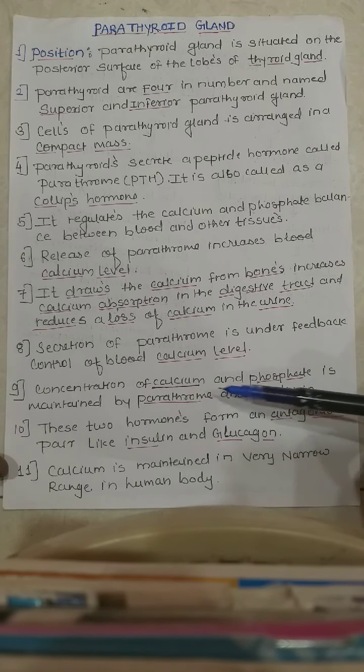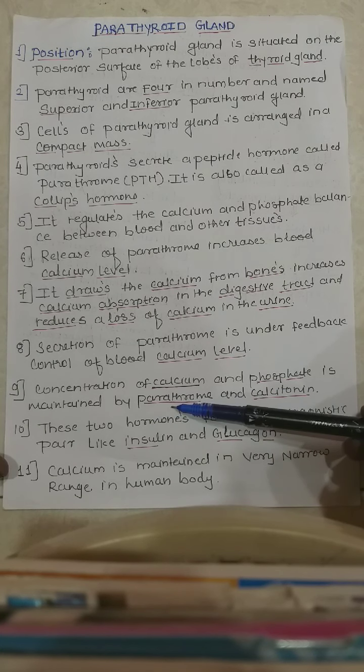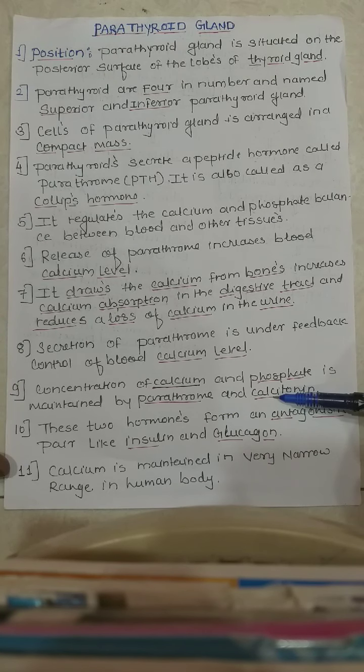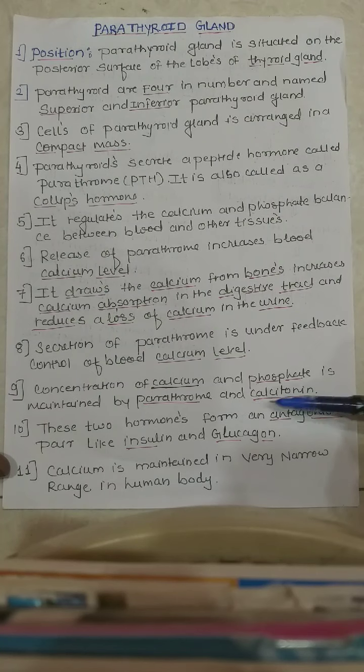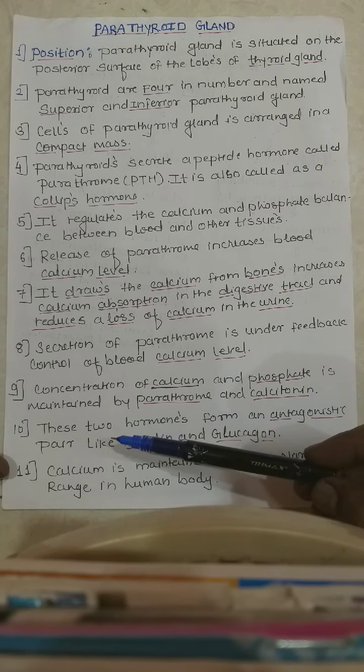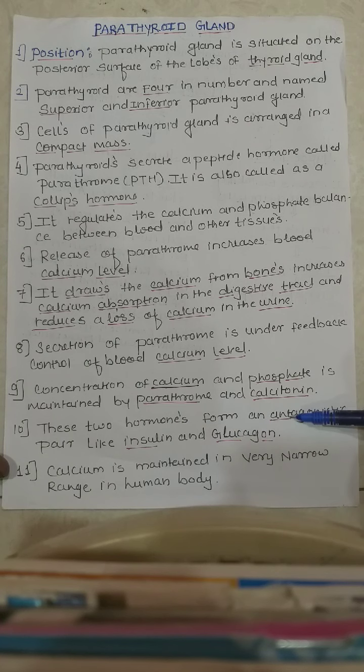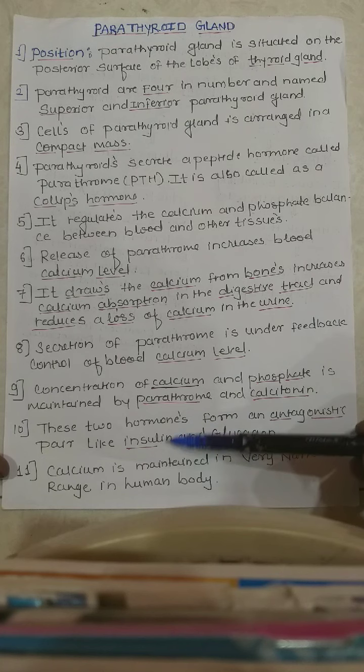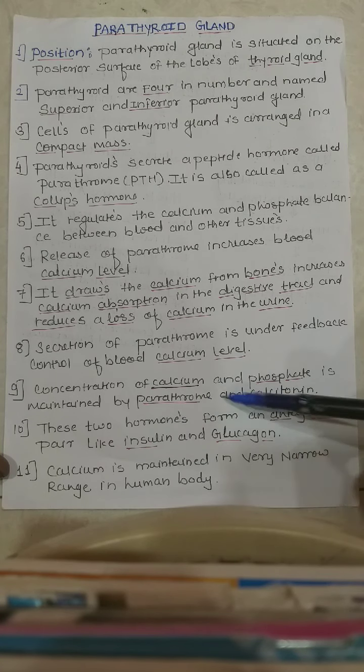The concentration of calcium and phosphate is maintained by parathormone and calcitonin, that is, thyrocalcitonin. These two hormones are antagonistic, meaning they have opposite actions. One increases the calcium and the other decreases the calcium in the blood. So these two hormones form an antagonistic pair like insulin and glucagon, where insulin decreases and glucagon increases the blood sugar level.